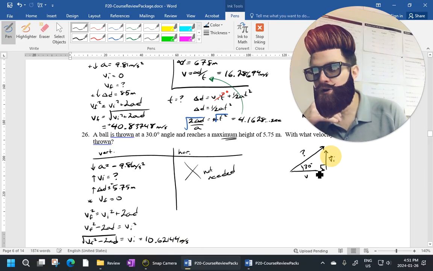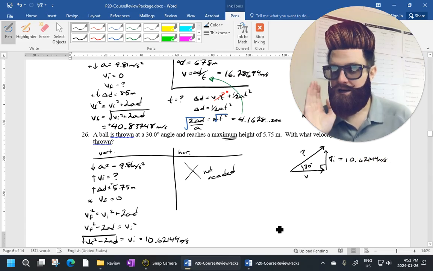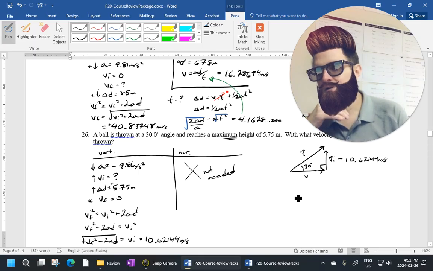That's just the vertical component of that velocity. So this number we just found is right here. But we're looking for that velocity. We're looking for that hypotenuse. So I'm going to be using, because that's the opposite side, that's across the triangle, so that's the opposite side. So I'm going to use sine. We have 30 degrees. We have the opposite.